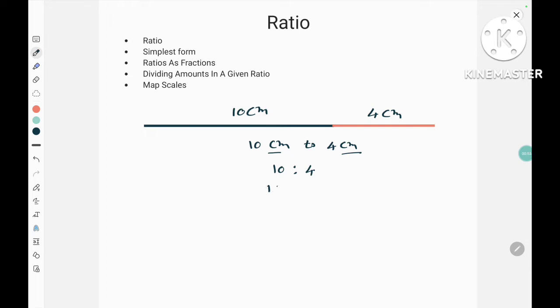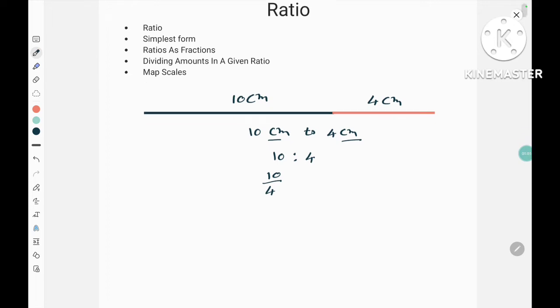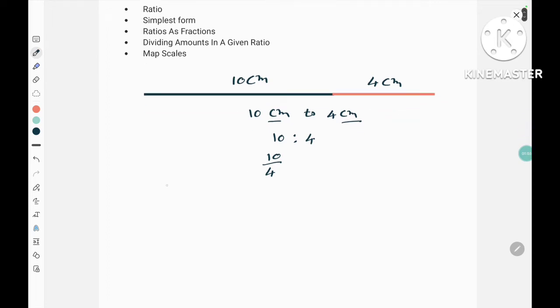Or we could write these in fraction form: one quantity divided by another. So 10 over 4 we could write like that. If we want to write it in the simplest form, let's say we write 10 to 4 in the simplest form.